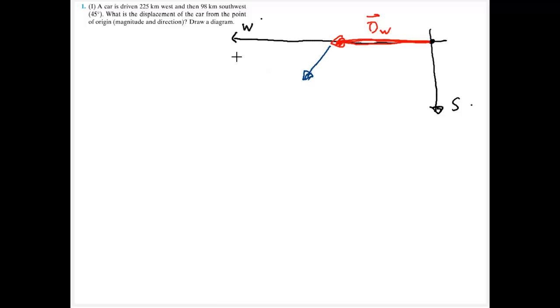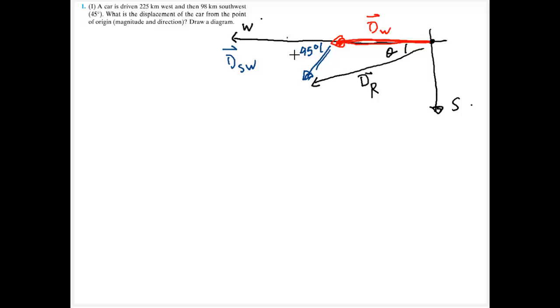Then it's going to turn and travel in the southwesterly direction. That's going to be at a 45 degree angle from the westerly direction right there. So that guy's in blue. And I'm looking for the length of this resultant displacement right here. I'm looking for how long that guy is, and I'm also looking for the angle that it makes.